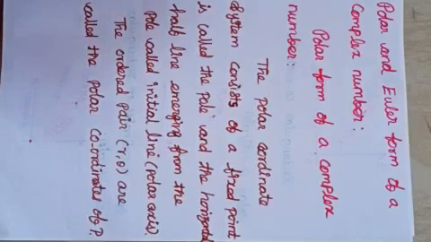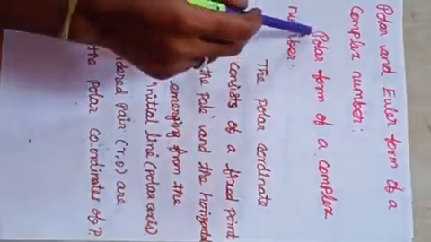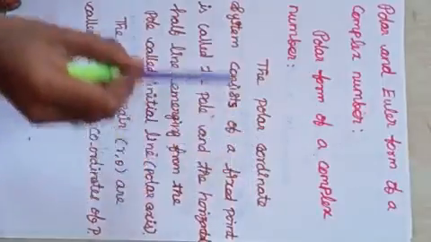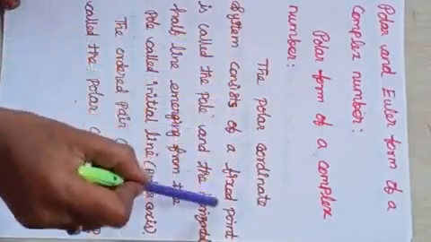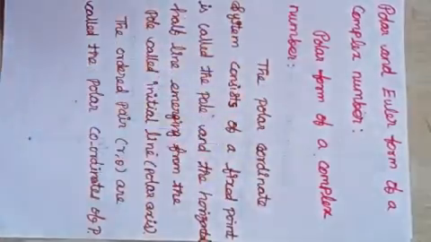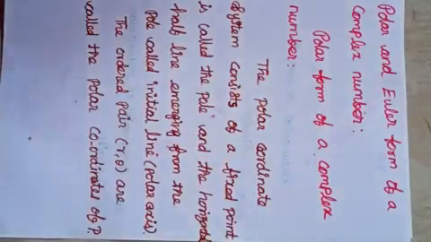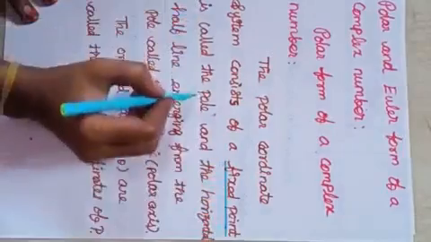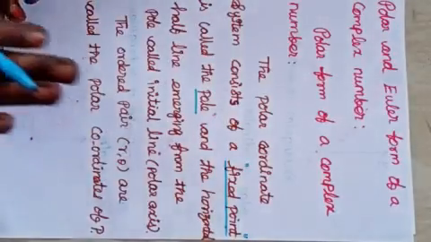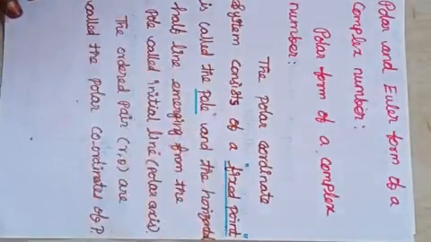Then here is a new word, polar. A new word, polar form. Let us see what polar form is. First, the polar form of a complex number. The polar coordinate system consists of a fixed point called the pole. What is it? The polar coordinate system consists of a fixed point called the pole.